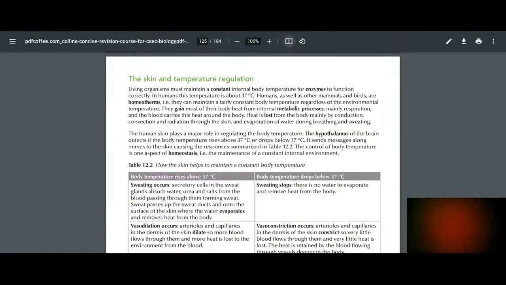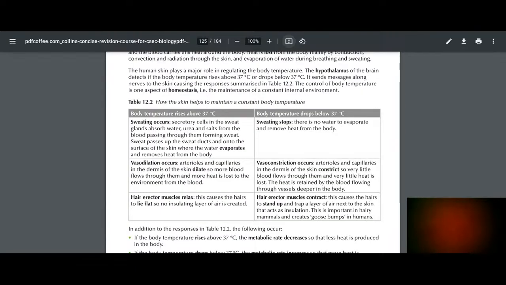Skin and temperature regulation. When it comes to the skin and temperature regulation, it has something called homeostasis. Homeostasis is the maintenance of a constant internal environment.